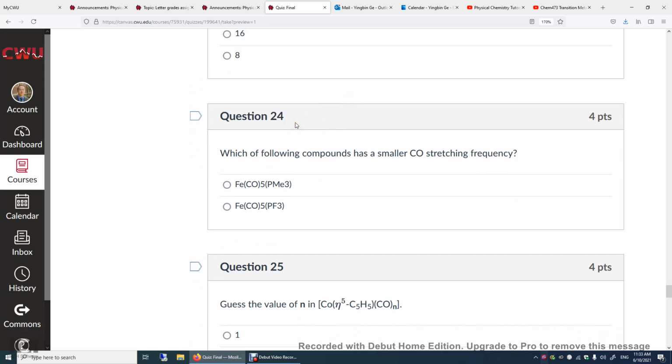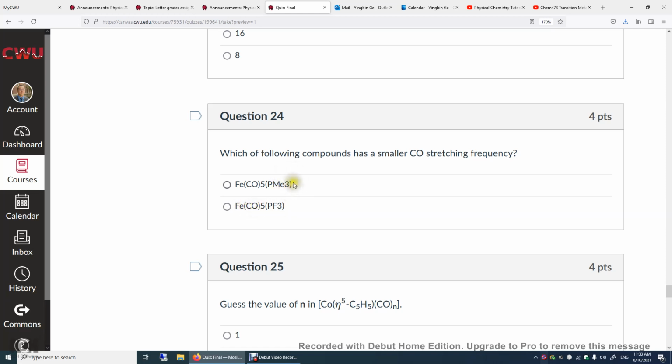Question 24, smaller CO stretching frequency. This question tests your understanding of pi back bonding. So when you have carbonyl ligand bonded to a transition metal, usually it involves pi back bonding. The transition metal may donate the electrons back to the pi star antibonding orbital of CO.